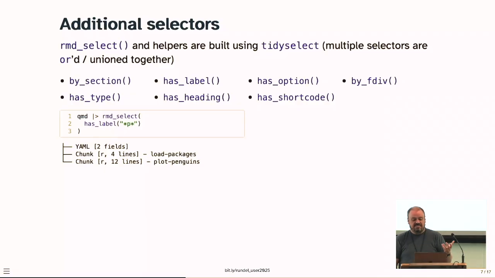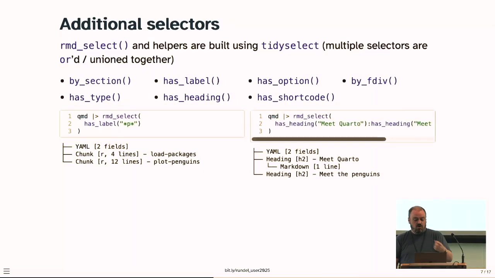So we've seen the bisection, but then we also have things like has label. So checking for a chunk that has a particular label or a particular label pattern is useful. Has options, so I want to select all of the chunks that are not being evaluated currently. So eval equal to false, so on and so forth, and they let you pull these things together. So again, just various examples here of ways of selecting for all of the chunks that have a P in the label somewhere. Checking for has heading meet Quarto.